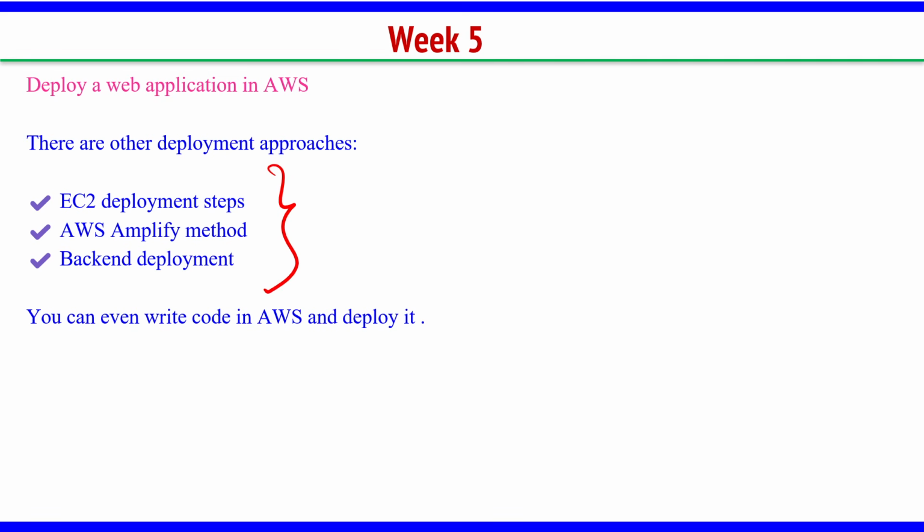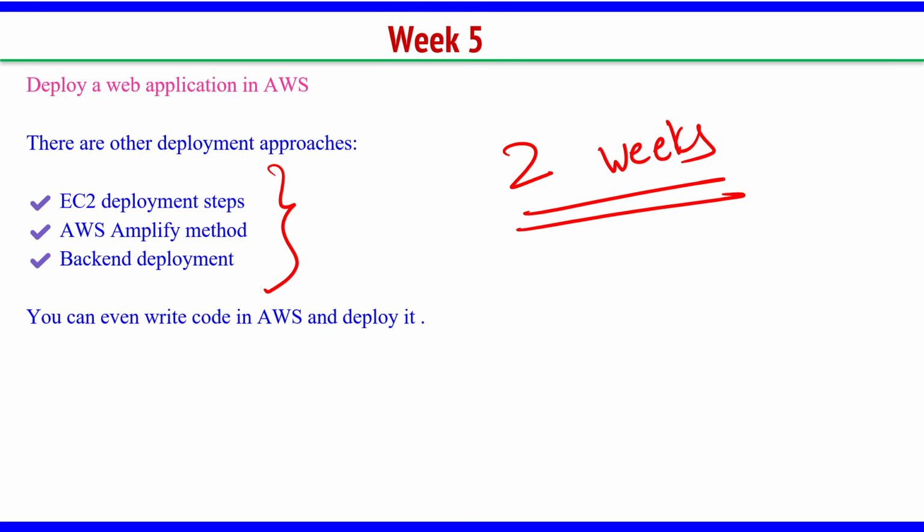There are other ways of doing it also, right? So you have to explore all these ways. We are giving 2 weeks for this web application deployment. At least 3 approaches or 3 techniques you have to do: EC2 deployment, or AWS Amplify, or backend deployment, or the one which I have said by uploading into the S3 bucket, right? So please explore all these options. 2 weeks we are going to spend on deploying web applications.